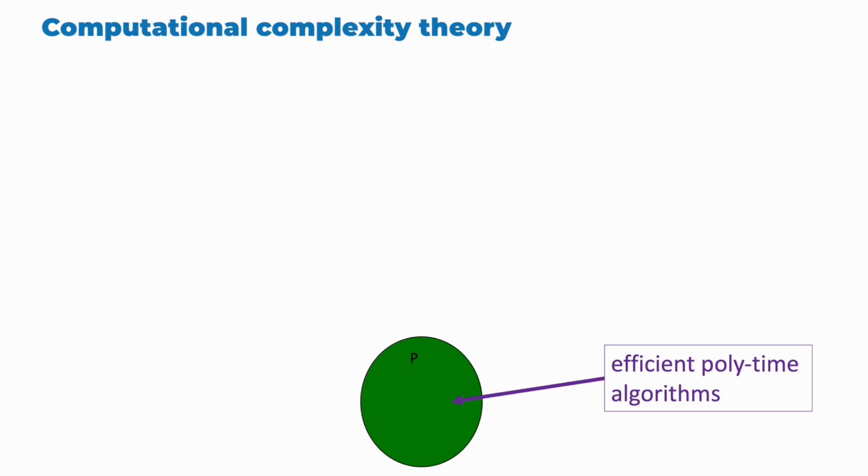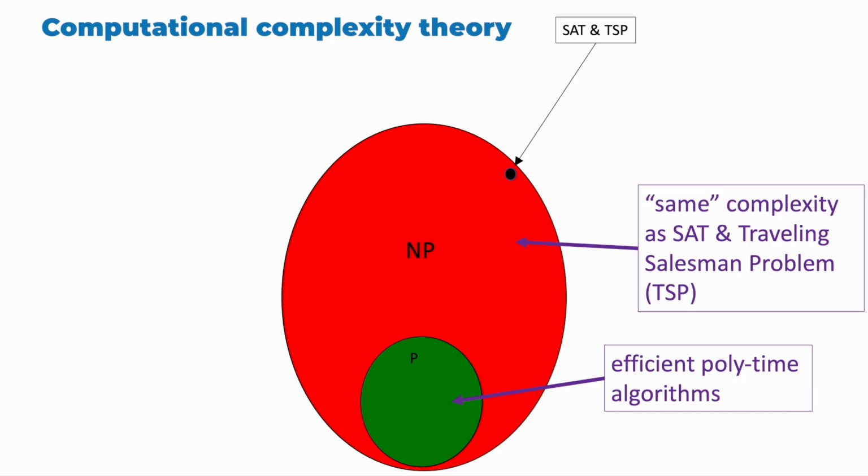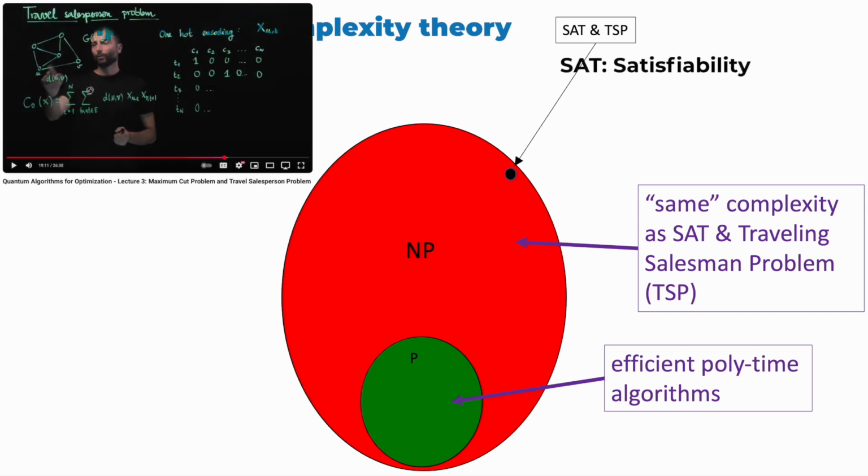Now, there is another class that is much bigger than this class P, which is called NP. By the way, NP does not stand for not polynomial, but it stands, for technical reasons, for non-deterministic polynomial time. It's not important what the exact definition of this class is, but it is important that it contains other problems that we care about in practice. For example, a very well-known problem in this class is satisfiability, and another one is the traveling salesman problem. And by the way, there is another video that you can watch online in this section of the courses that talks about the traveling salesman problem.